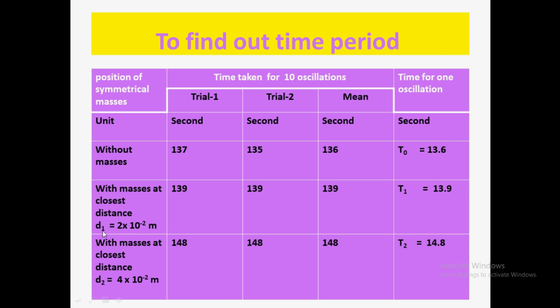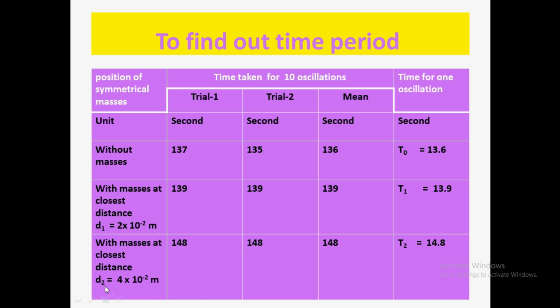And D1 I already told in that video. Measure the distance between the centers of the masses divided by 2, and we get D1. See, it's around 2 centimeters, 2 into 10 power minus 2 meters. So this is D1. And coming to the third part, T2. How to calculate T2? With the masses placed apart. This is the closest distance and this is the distance apart. In this we get 148 in trial 1, again 148 in trial 2, and the average 148 divided by 10 is 14.8.